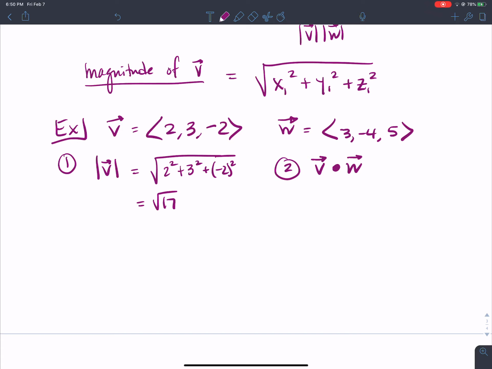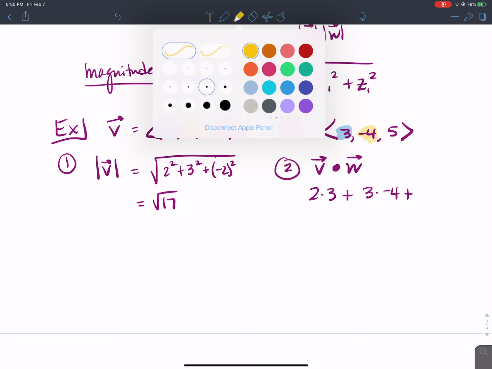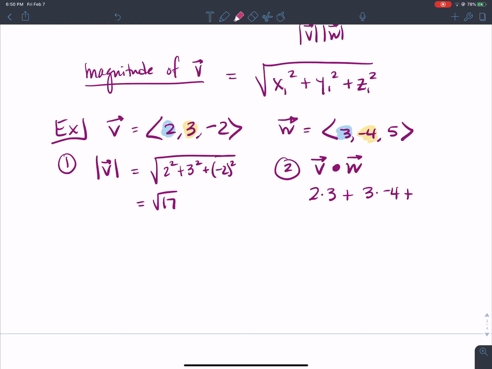If I asked you to do dot product, you would do x1 x2 plus y1 y2 plus z1 and z2. So negative 2 times 5. And so you'd multiply all those together and you would end up getting negative 16.